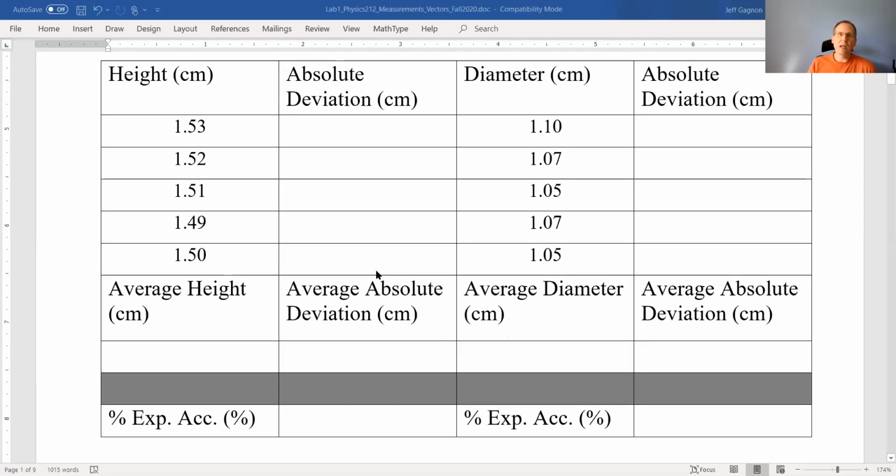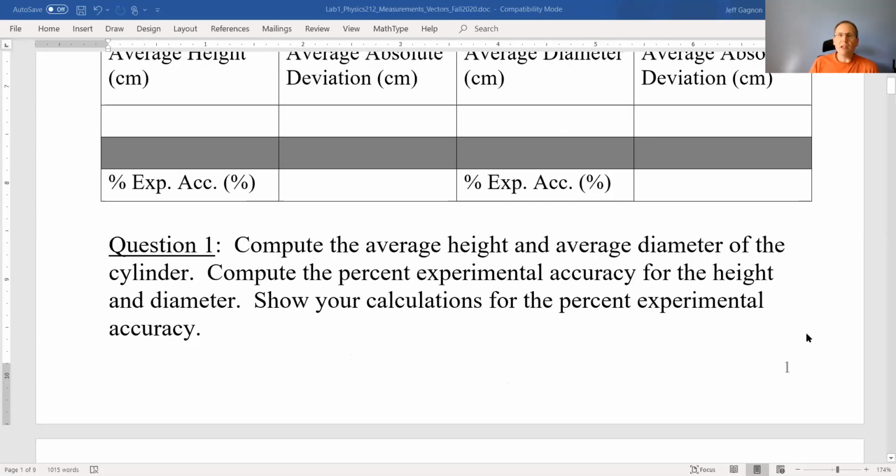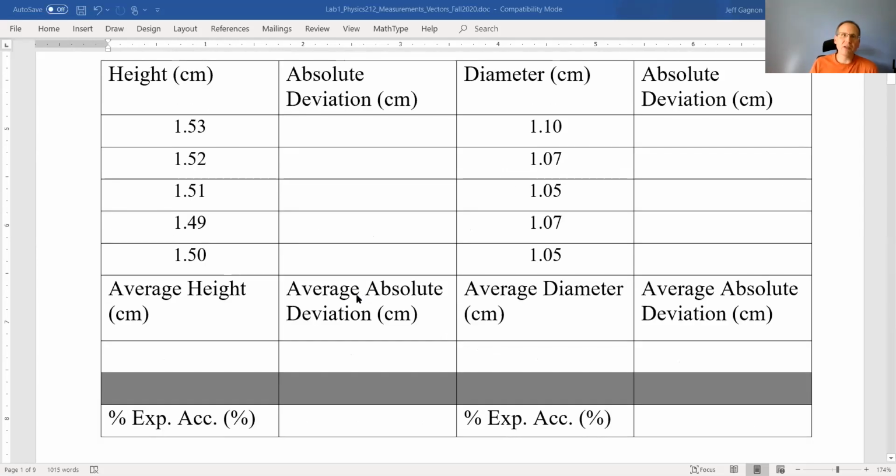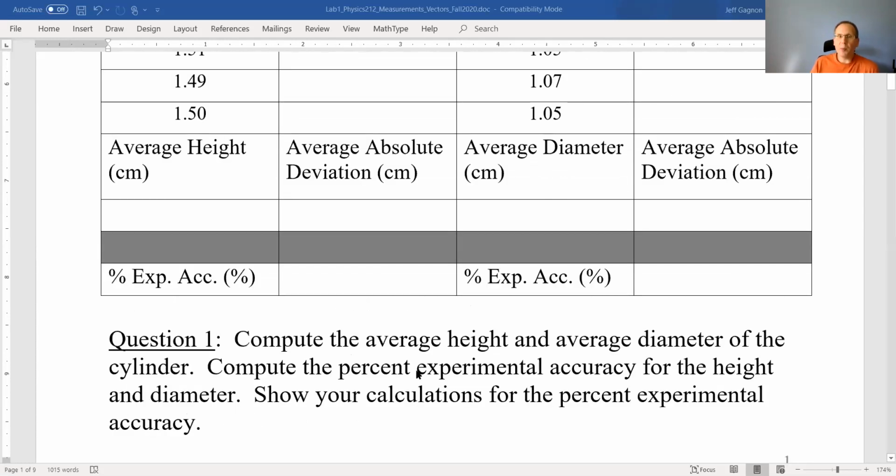I gave you enough room in the table here so you can do your absolute deviations and your average absolute deviation. And then make sure you show me those 2 calculations for the percent experimental accuracies. You don't have to show me the calculations for the average. I'm assuming you guys can all do the averages. Just make sure you round it correctly. But show me the calculations for the percent experimental accuracy.